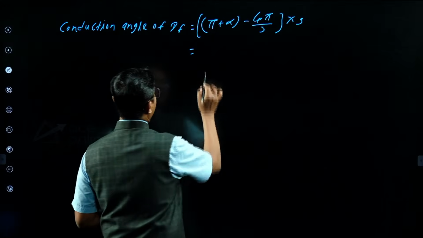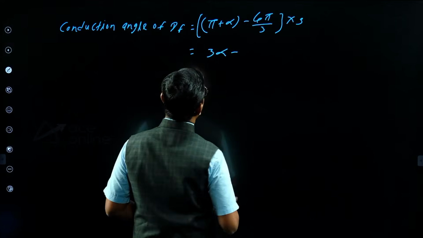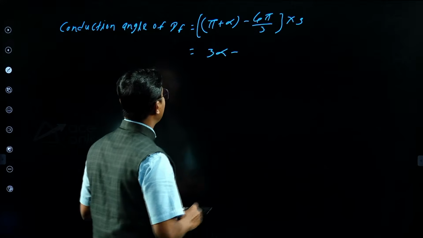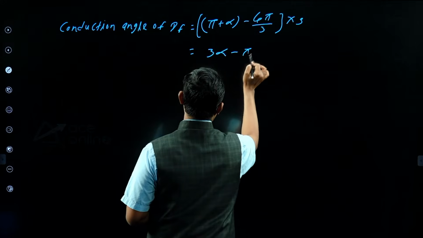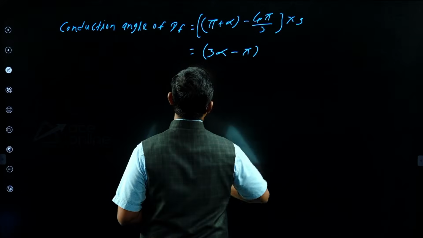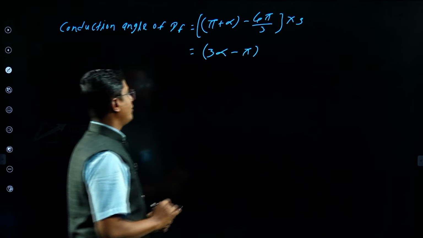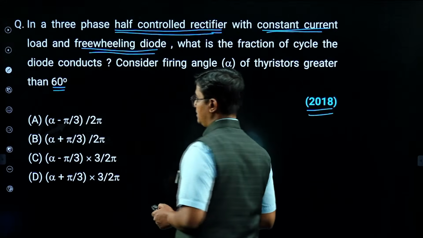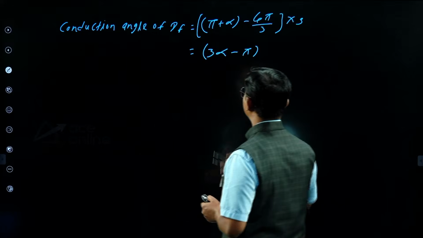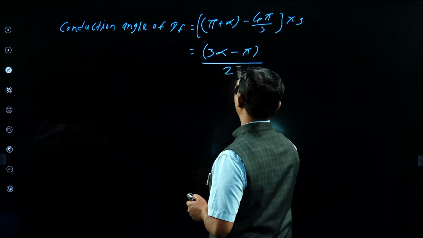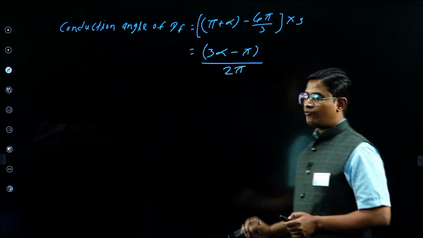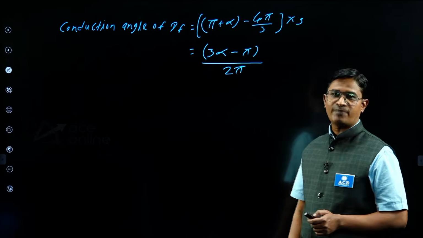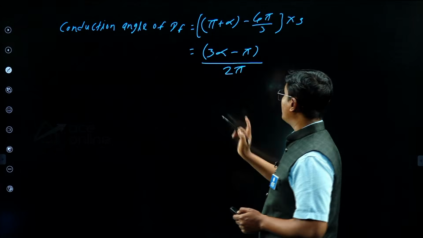Now I can write this as 3 times alpha minus pi by 3, pi minus 4 pi by 3 will be equal to minus pi by 3. Minus pi by 3 into 3 is minus pi. Right? 3 alpha minus pi. That is the conduction angle of your freewheeling diode. And they are asking for the fraction, so we need to divide by 2 pi. For one cycle of the supply, my freewheeling diode conducts for how much angle? 3 alpha minus pi. So 3 alpha minus pi divided by 2 pi.